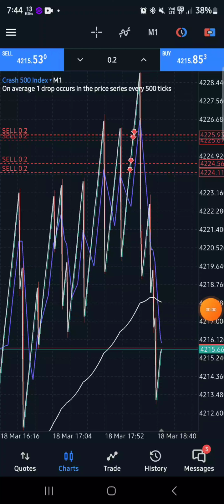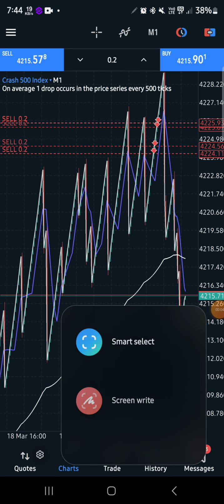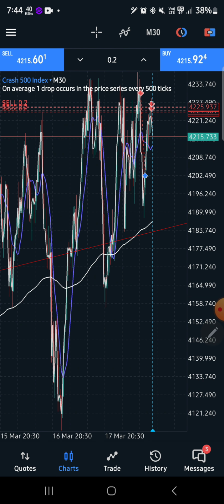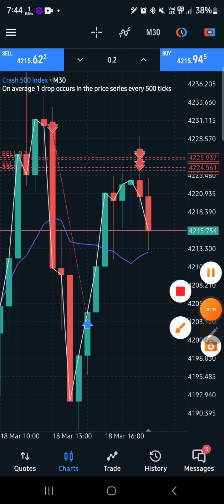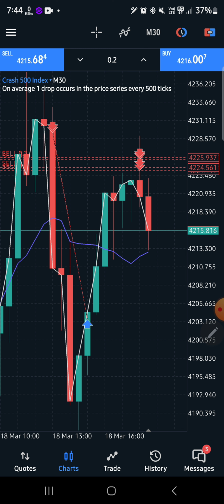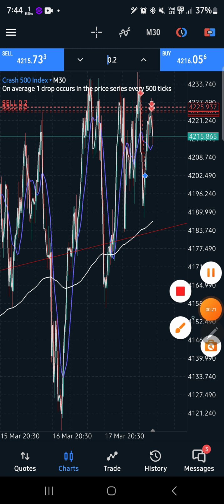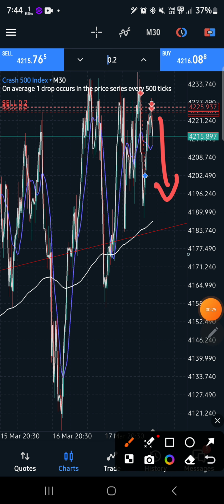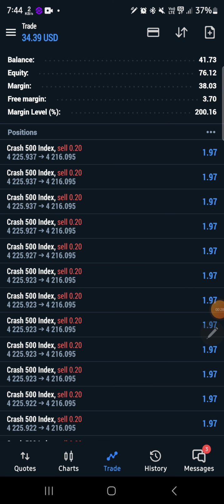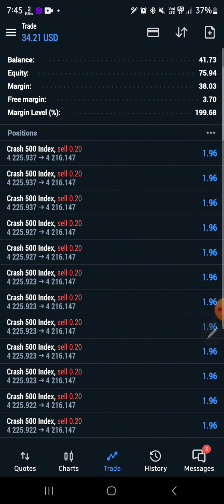That's why I closed. And once again, the Crash 500 went back up to our entry points. And when it was there, I put a lot of positions using the same requirements. It's at the resistance level, obviously, and the point of rejection, and I put a lot of 0.20 positions, as much as my account can let me. As you can see, more than 10 positions running. If I even have the opportunity to open more, I will.